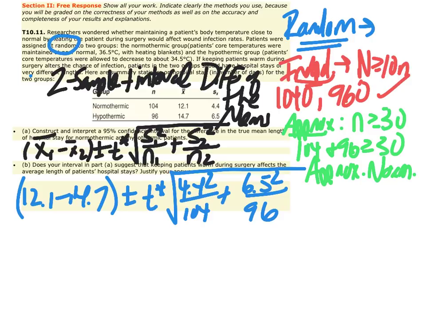Now I should define here which one that I'm doing. So we are doing the difference of the means, back up to my vocab, it looks like for the writing, we're doing the normothermic minus the hypothermic, so in terms of which variable minus which. The t critical value for this one is we are trying to find a 95% confidence interval.